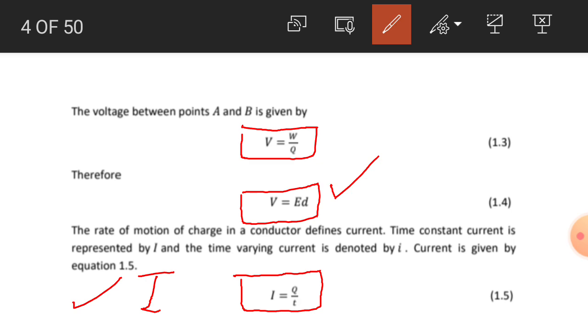If the magnitude of the current is changing with respect to time, then this current will be a time varying current. This current will be represented by small i. So the time varying currents in this particular course will be represented by small i. The AC current, we know that the magnitude of the AC current varies with time. So the AC current will be represented by small i as well. So equation number 1.5 gives you the current in a conductor. The rate of motion of charge is known as current.